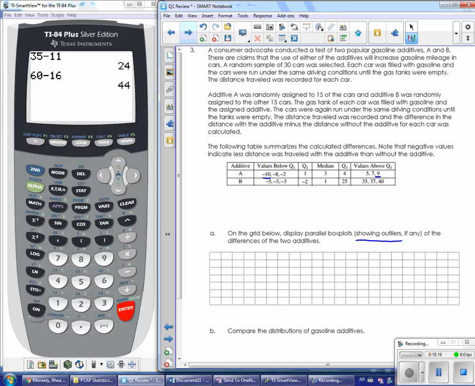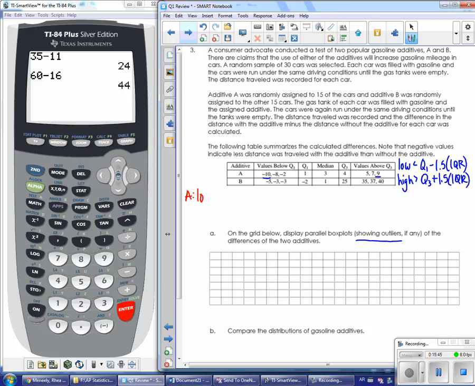So let's think about our outlier rule. A low outlier would have to be less than Q1 minus 1.5 times the IQR. And a high outlier would have to be above Q3 plus 1.5 times the IQR. And so what we want to do is compute this for both distributions. So I'm going to do it for additive A right here.